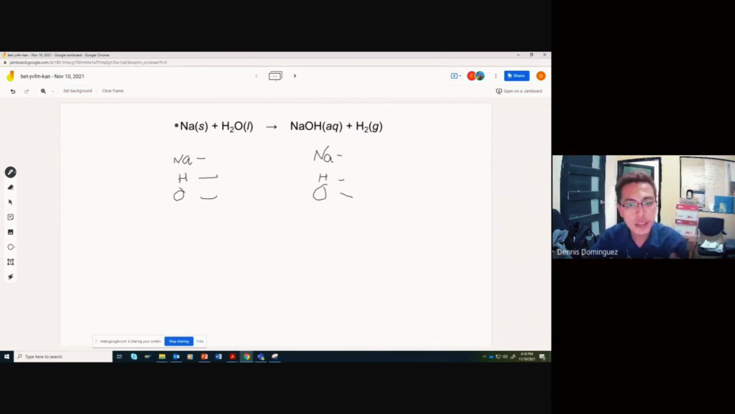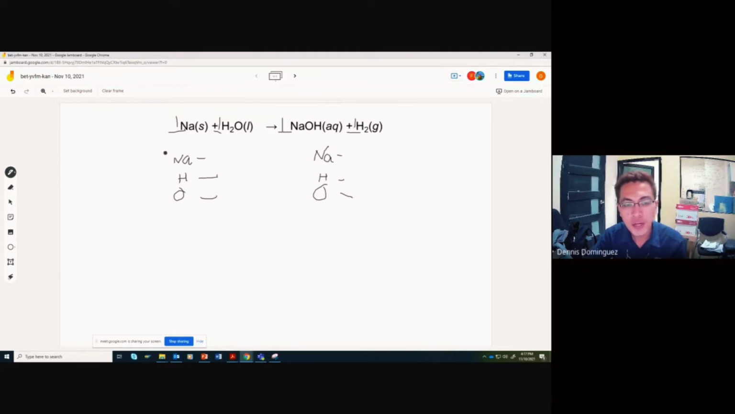First are the coefficients. How many coefficients per molecule? So we have a molecule of sodium, a molecule of water, a molecule of sodium hydroxide, and then a molecule of hydrogen gas. Now, what are the coefficients? The coefficient is the number on the left side. If you see no number there, that means it's 1. Same goes for this one, and this one, and this one.